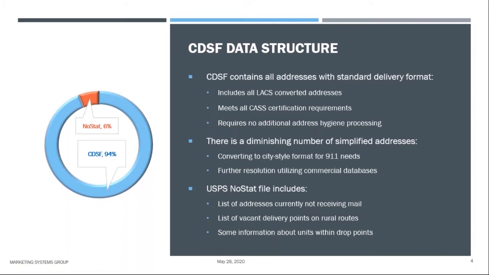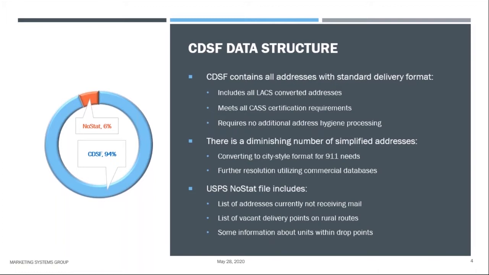So in terms of the makeup of addresses in the country, they used to represent around 7%. Now it's 0.07% of the addresses. In addition to the certification processes that the post office runs, we at MSG also do further resolution by utilizing commercial databases where we do have information on some addresses in a carrier route that has been deemed simplified. So we're able to augment some of those hundred-some thousand that are still unlocatable.